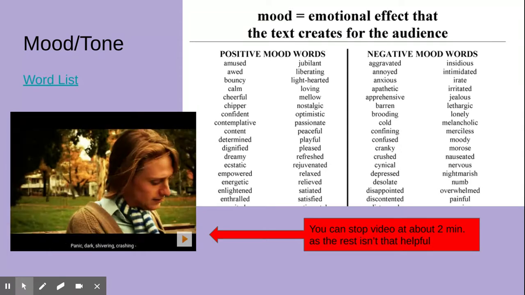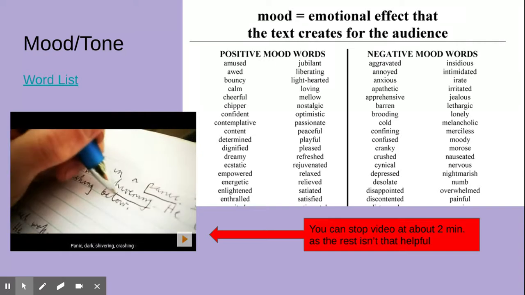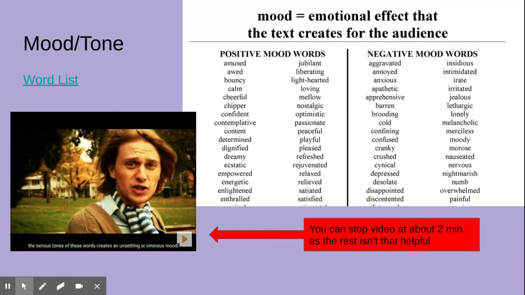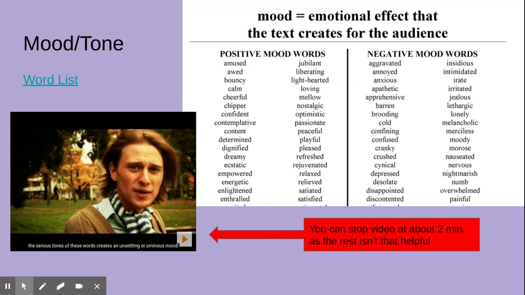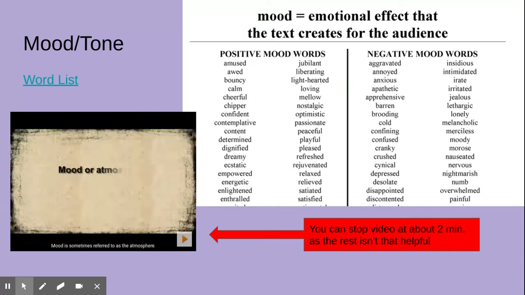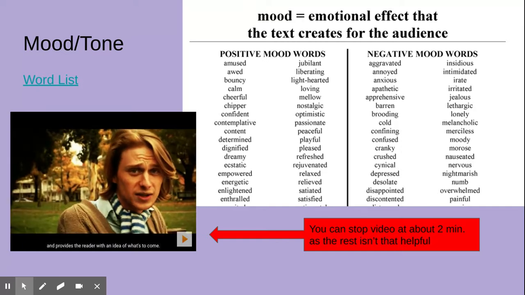Panic, dark, shivering, crashing. The serious tones of these words create an unsettling or ominous mood. Mood is sometimes referred to as the atmosphere. It is the dominant feeling of the story and provides the reader with an idea of what's to come.